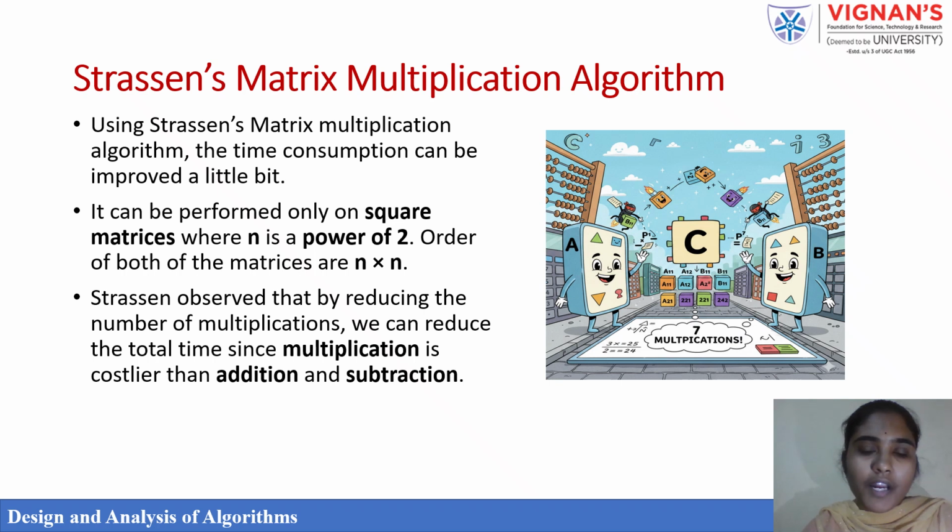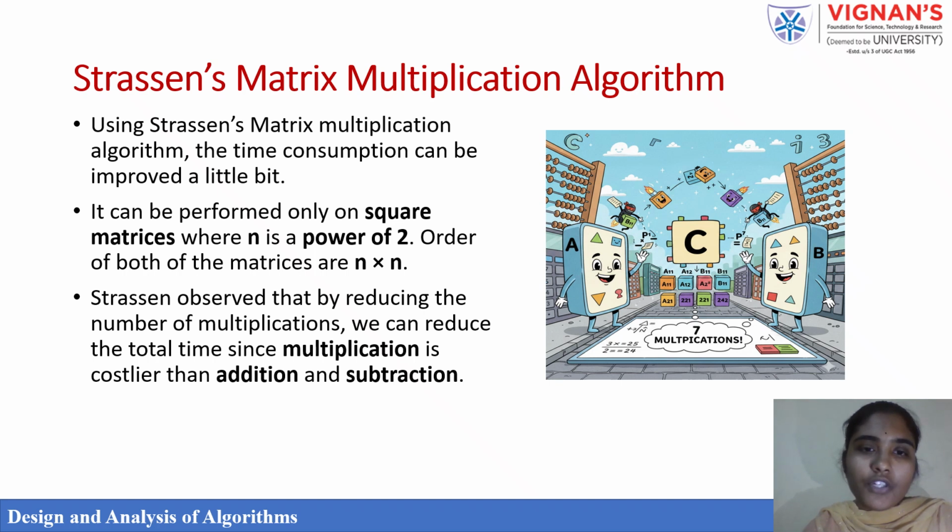What is Strassen's matrix multiplication? Using Strassen's matrix multiplication, the time consumption improved a little bit. Strassen's method can be applied only to square matrices where the order of the matrix is n by n and n must be a power of 2 such as 2, 4, 8 or 16.